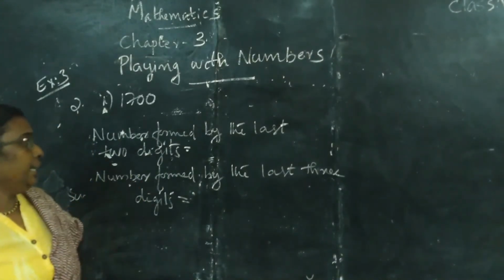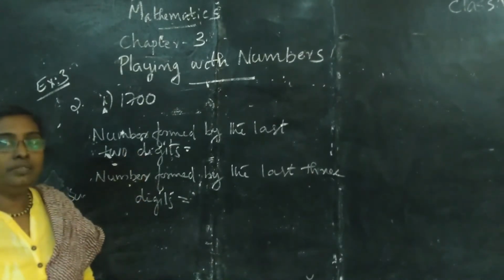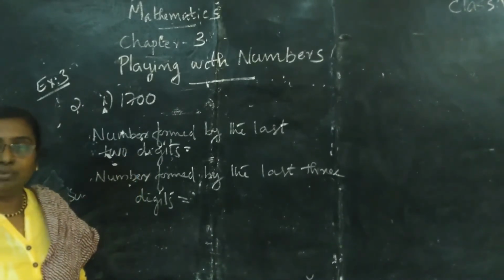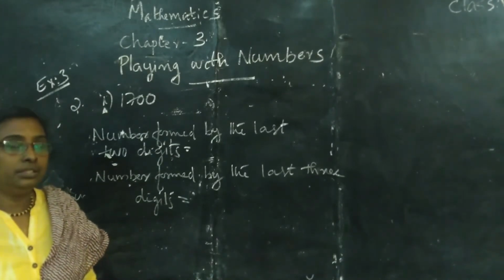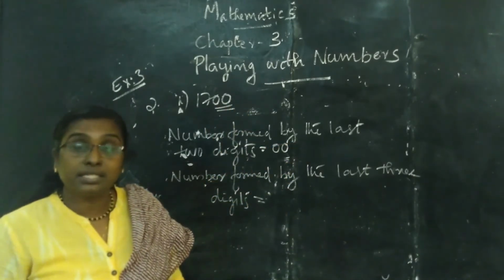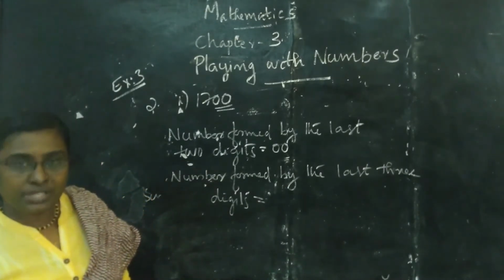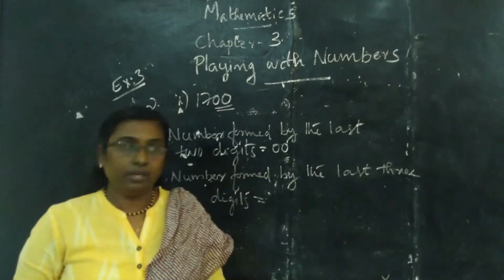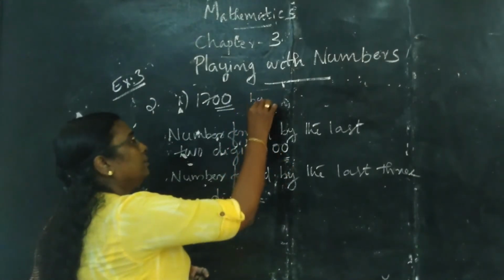The next question, the 8th one, 1700. In order to check the divisibility by 4, we take the number formed by the last 2 digits, which is 0, 0. We know that 0 is divisible by any number. So we can say that it is divisible by 4. Therefore, the given number is divisible by 4.